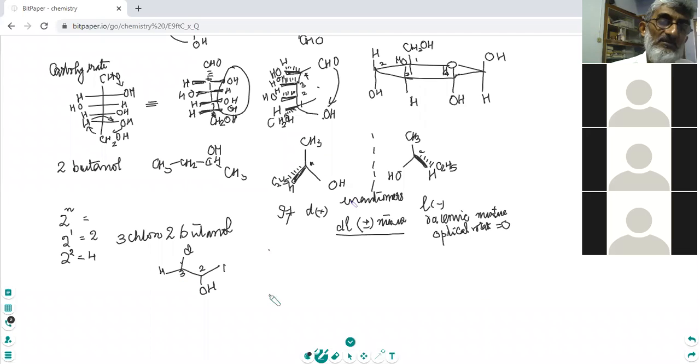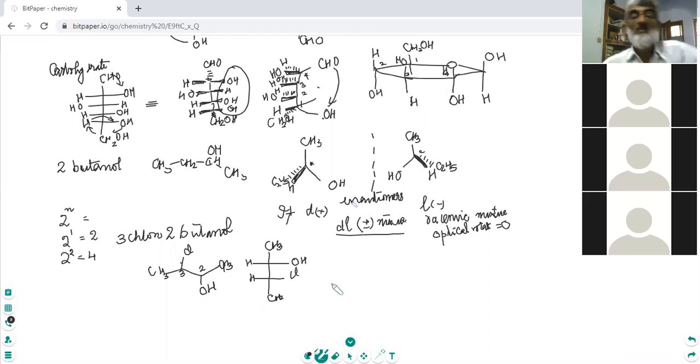First of all, I will draw only the Fischer projection. I will put this CH3, and this is also CH3. So here is my first carbon, the carbon 1, and this is CH3. Here I have the OH group. I got the Cl here, H here and CH3 here. So this is one way of writing it.